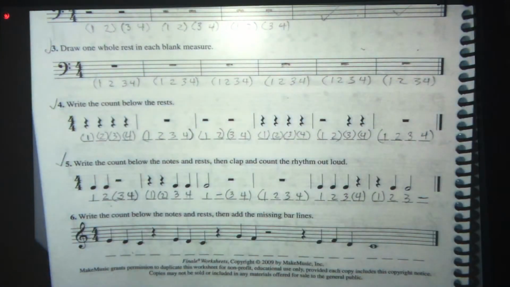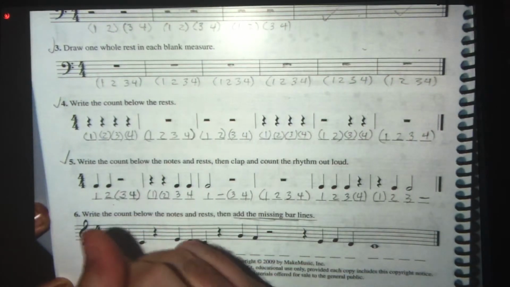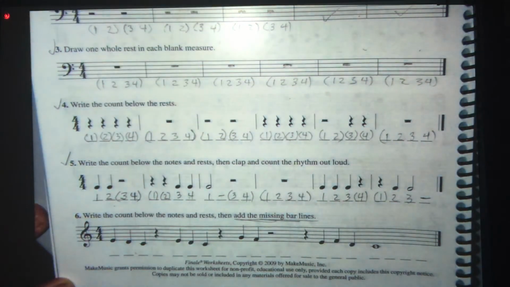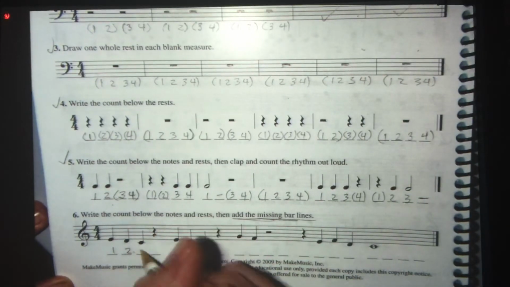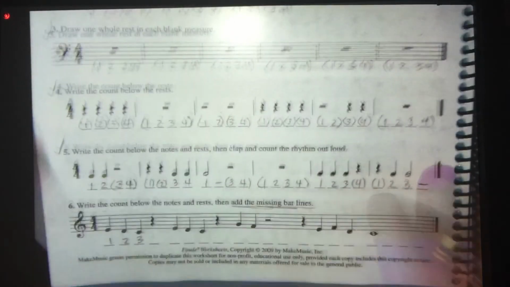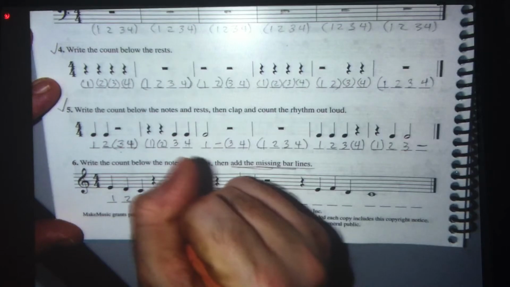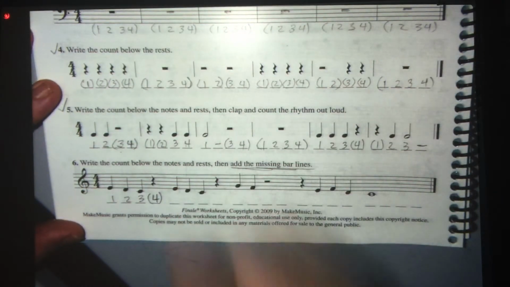Number 6, write the count below the notes and rest, then add the missing bar lines. So we're in 4/4 time again. Happens to be in treble clef. Some of these were in bass clef. It doesn't matter. Need to know how to read both. 1, 2, 3. This must be 4, but it's not your typical 4. It's silence. Rests are usually where we breathe.